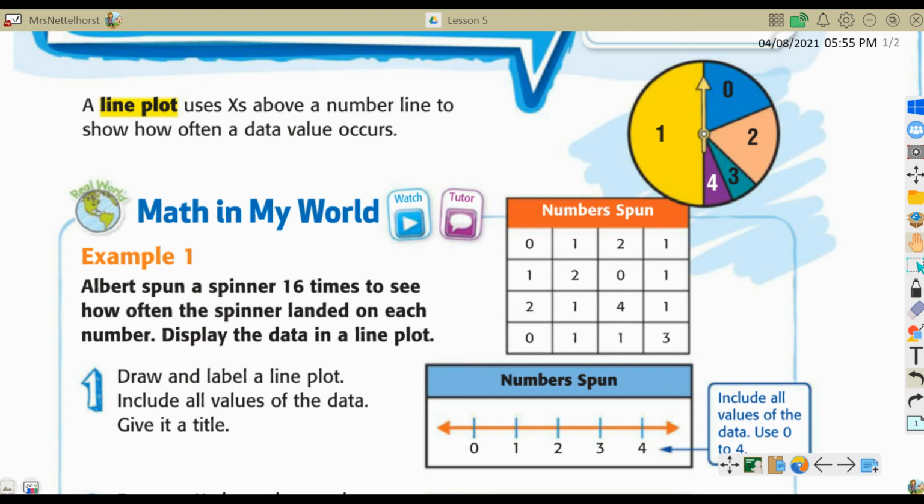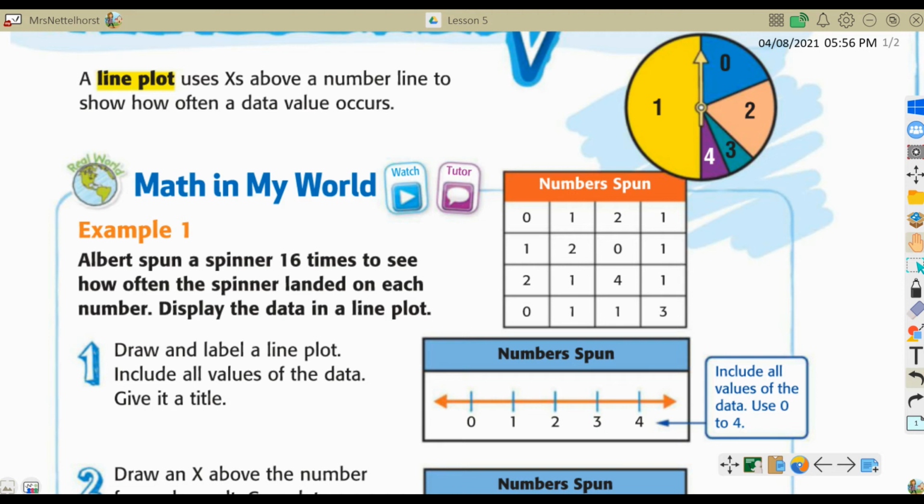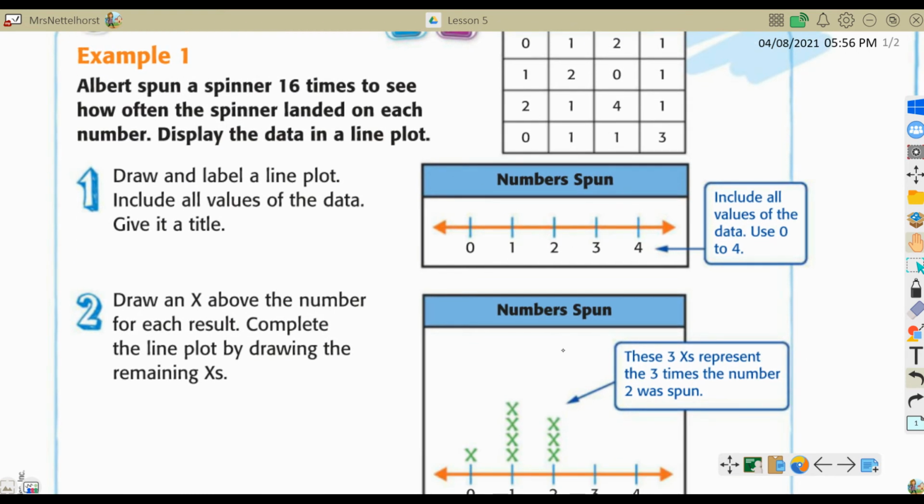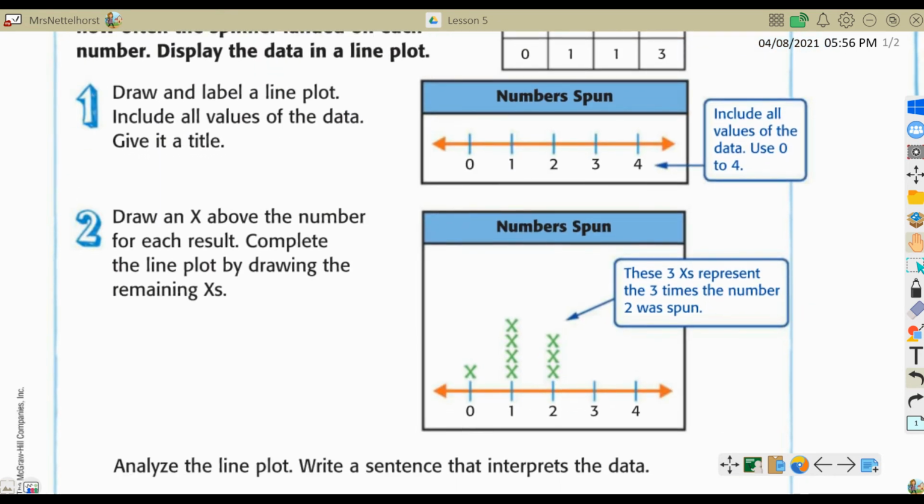And we created a number line for this one because on the spinner you have a 0, a 1, a 2, a 3, and a 4. So that's what is at the bottom of the number line: 0 for the 0 space on the spinner, a 1 for the 1 space, etc. Okay, and then this chart with the orange header says numbers spun. Every time he spun a number, he wrote it down in the box. And so then he's going to show how many times each number was spun. So he drew an X above the number for each result.